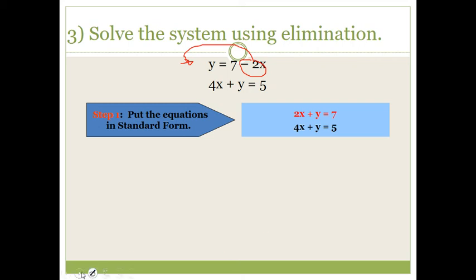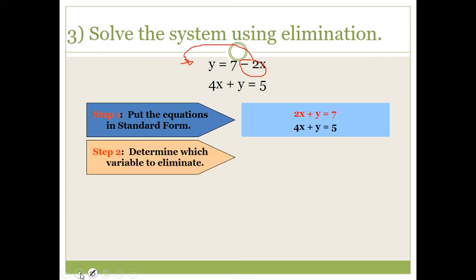And now my goal is, what I'm thinking to myself is, okay, I want to add these together, but first I got to make sure that one of the variables has equal and opposite coefficients. So I look at my equations and I try to decide what would be easier to eliminate. Should it be the x's or the y's? Well, I don't have any that are equal or opposite right off the bat.